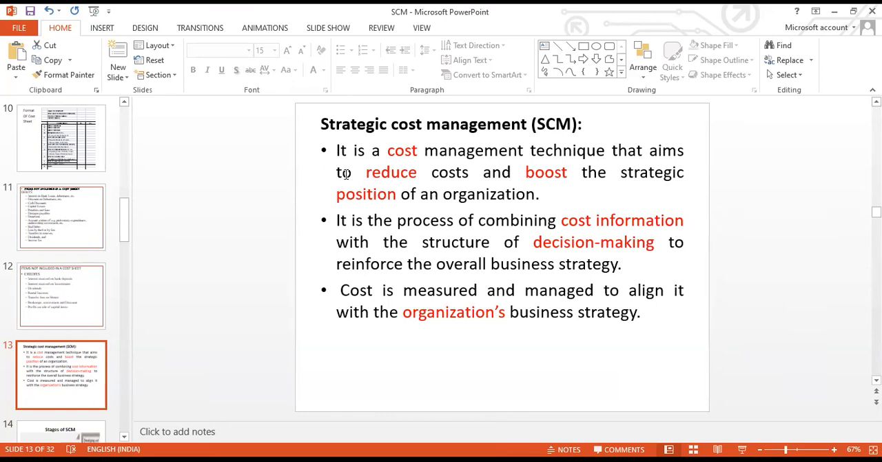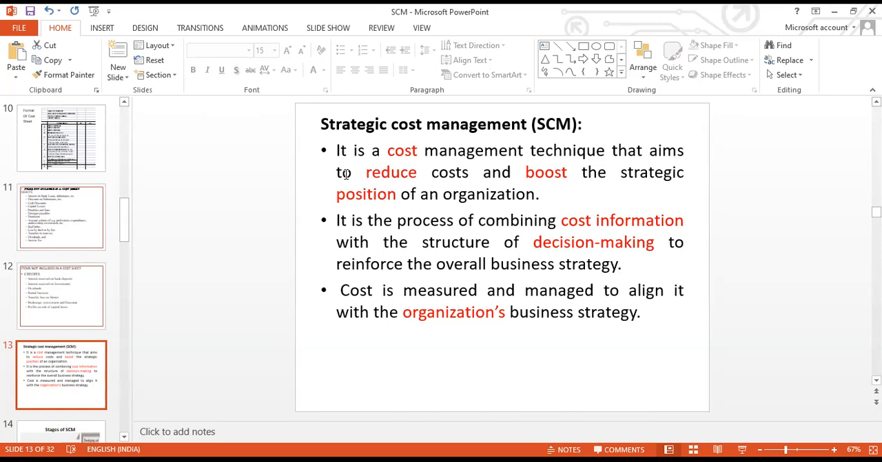And by doing this in cost management technique or strategic cost management, we will prepare the overall business strategies related to employee hiring, related to raw material purchasing, related to cost of production, related to advertisement, related to inspection, related to sales promotion expenses. Here, I will prepare the policies, I will prepare the strategies in cost management technique. So cost is measured and managed to align with organization's business strategy.